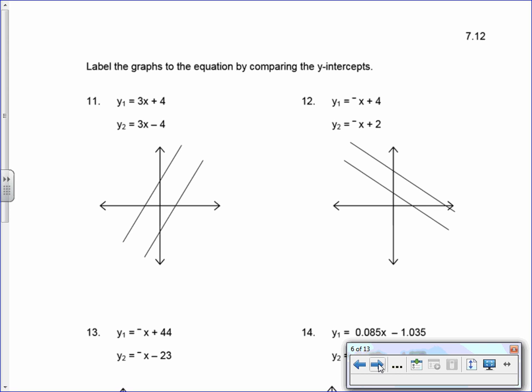The next thing we're going to do is compare graphs by y-intercept. So when you look at all the problems on this page, you're going to see that every single line has the same slope. There's a word for that. Can you look at those lines and tell what that word is? What do we call these lines when they never cross or never intersect each other? They are parallel and have the same slope.